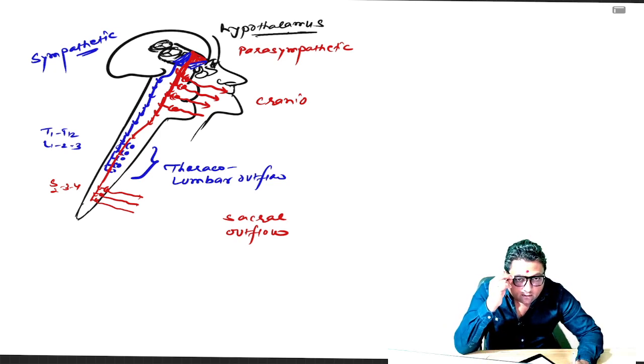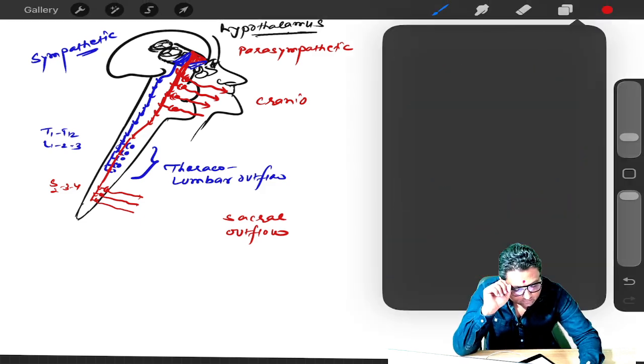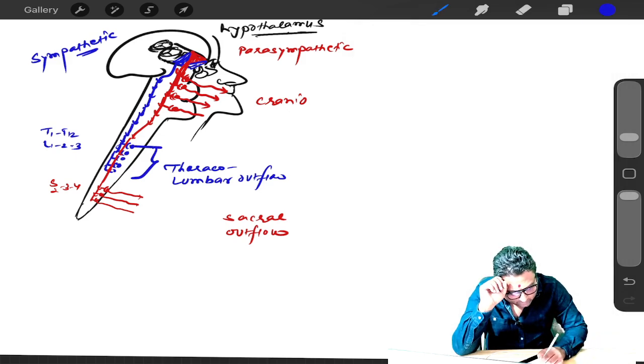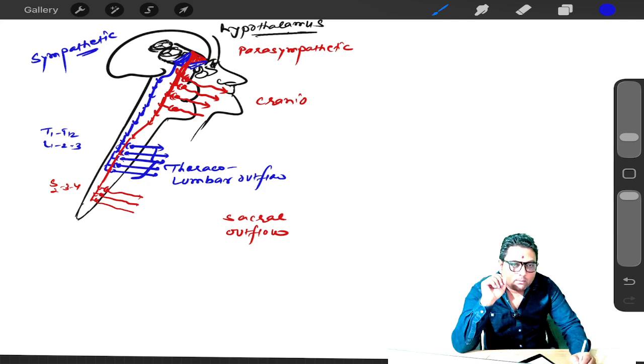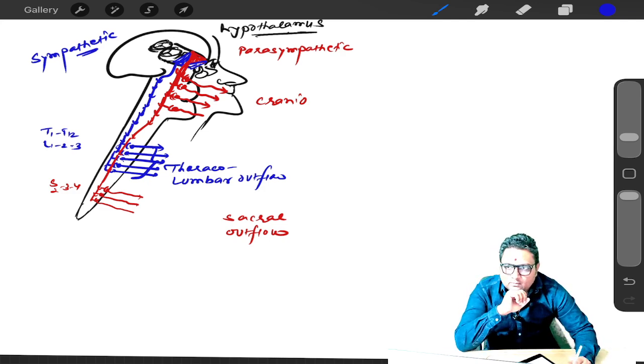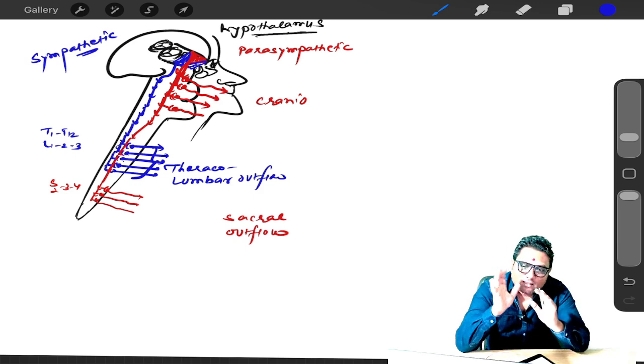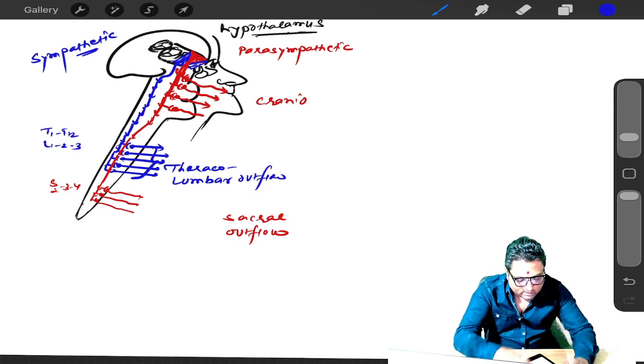Right? Why is sympathetic thoracolumbar outflow? Because the fibers that originate from the dorsolateral aspect communicate with preganglionic fibers that come out from the thoracolumbar segment. So the sympathetic system is called thoracolumbar outflow, whereas the parasympathetic is called craniosacral outflow.